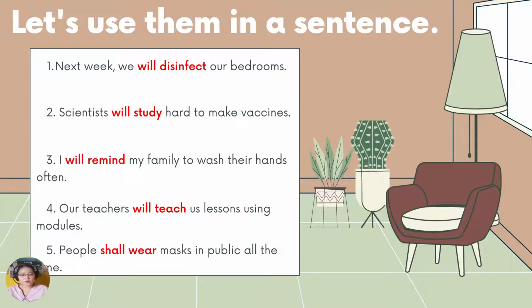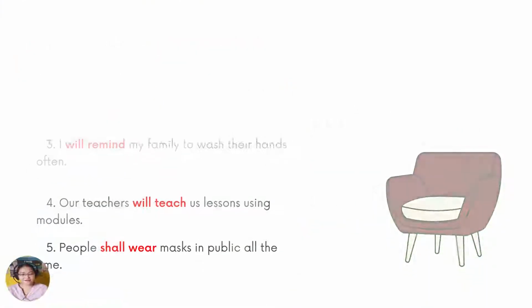Number 3, I will remind my family to wash their hands often. So we use will remind. Number 4, our teachers will teach us lessons using modules. So we use the future tense of the verb will teach. And number 5, people shall wear masks in public all the time. So we use the words shall wear.